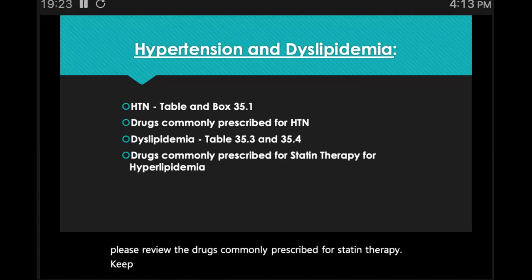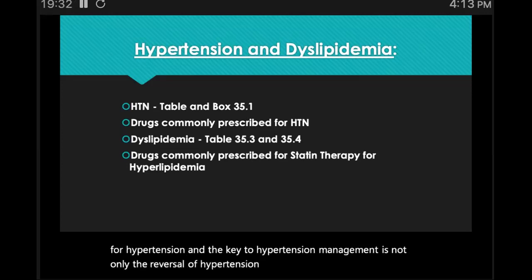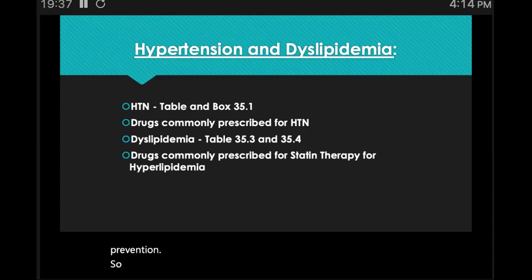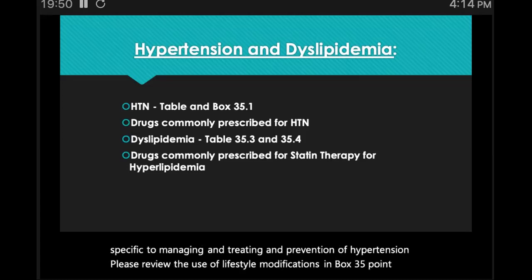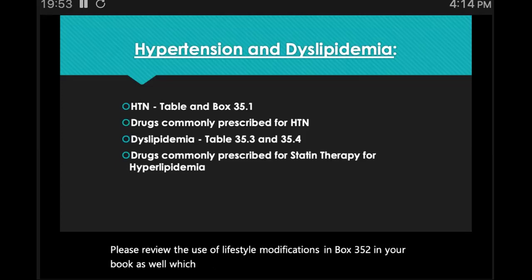Keep in mind, approximately 1 in 5 adults will need treatment for hypertension, and the key to hypertension management is not only the reversal of hypertension-related disease trends, but also the prevention. So, there are lots of guidelines and public health guidelines out there specific to managing, treating, and preventing hypertension. Please review the use of lifestyle modifications in box 35.2 in your book as well, which should be part of every patient's regimen to prevent or treat elevated blood pressure.